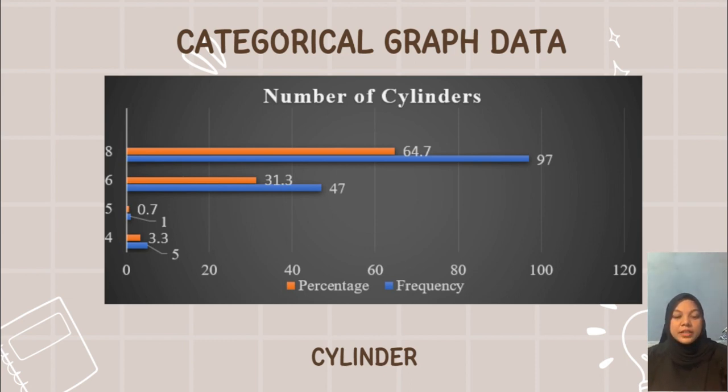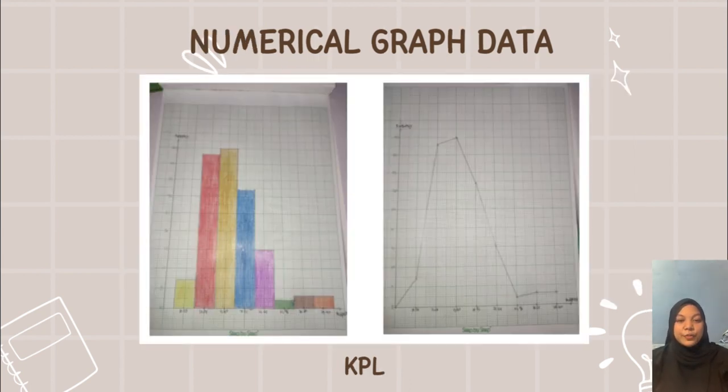Then the number of cylinders of 4 and 6 recorded 5 and 47 frequency respectively. Next, we will discuss the numerical data graph. We have taken 8 class intervals for each of them. The first one is KPL.